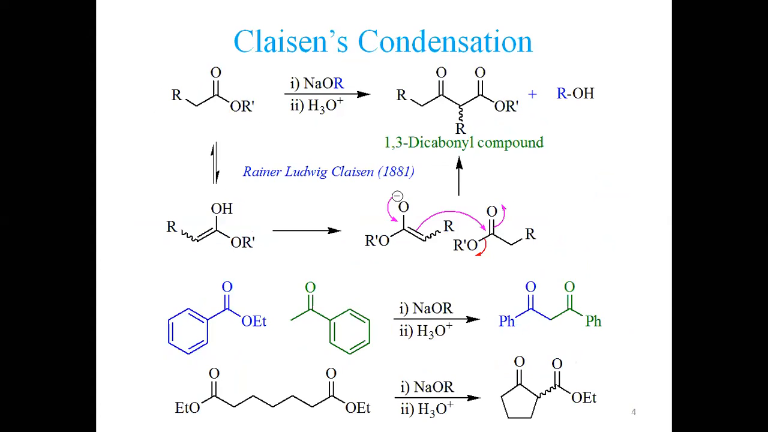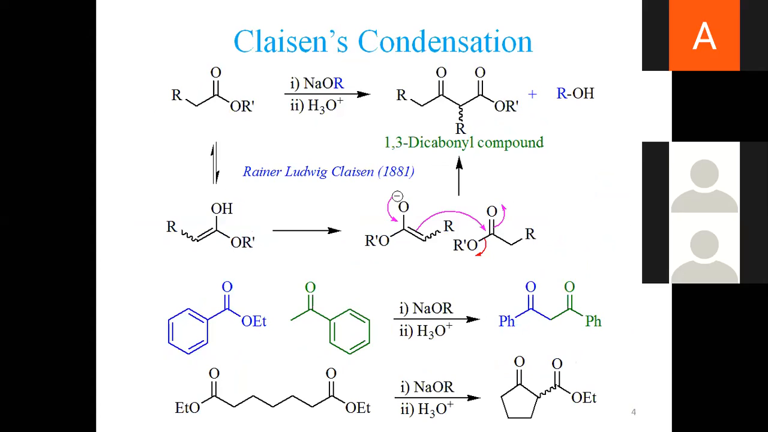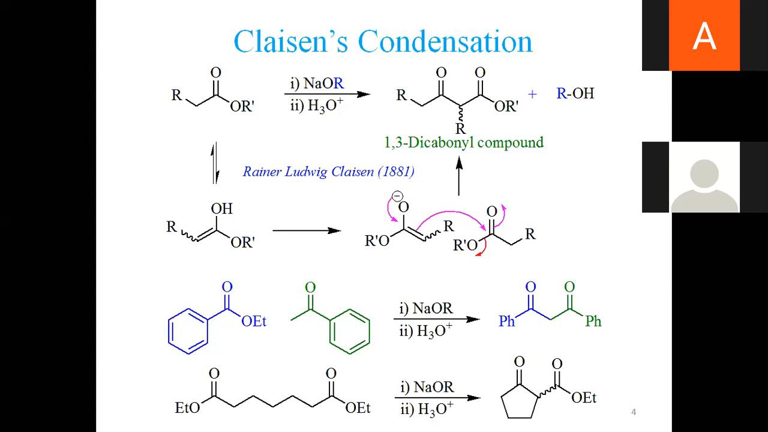So keto-enol tautomers undergo deprotonation, generating an enolate. So this is a common feature, generating the enolate. Enolate further reacts with another ester, another aldehyde, a ketone, an anhydride, or acid halide, etc. So these are the variable positions.